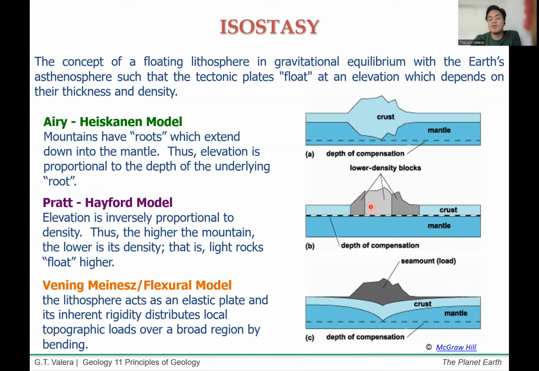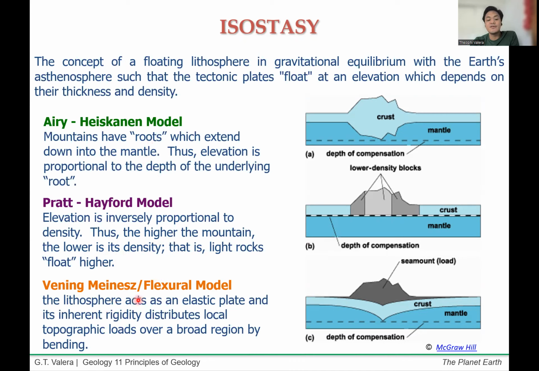float higher above the more dense materials dun sa ating lithosphere asthenosphere boundary. So the Pratt-Hayford model suggests that elevation is inversely proportional to density. Thus, the higher the mountain, the lower is its density, such that light rocks float higher. So, which is true between these two? It's actually a mixture of both.